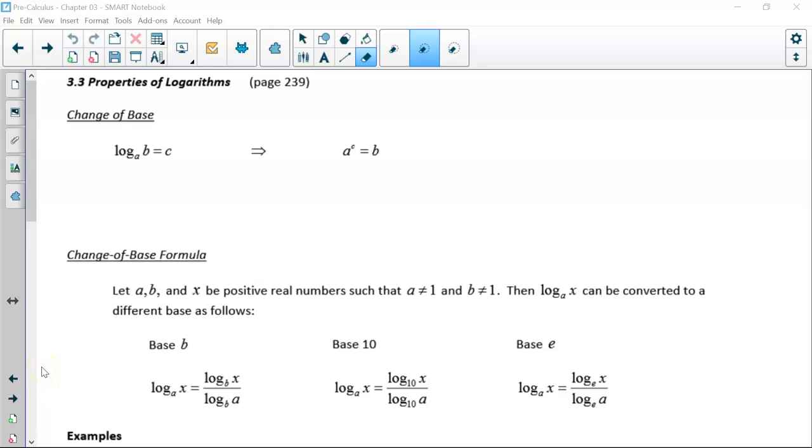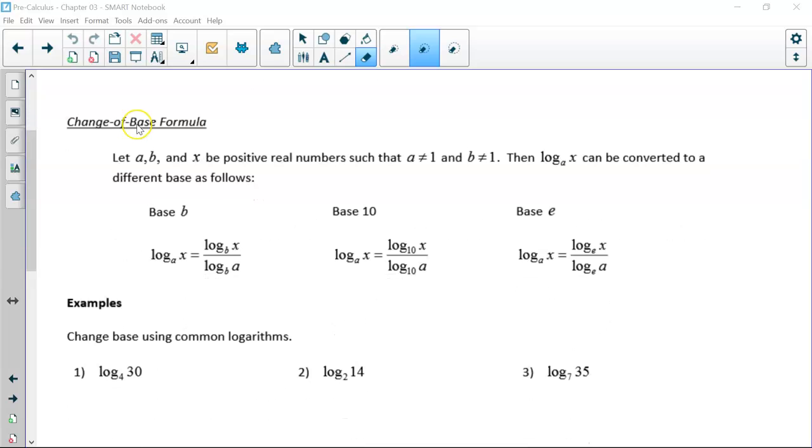Welcome to section 3.3. We're going to be talking about the properties of logs. Now, keep in mind, log base A of B equals C can be written as A to the power of C equals B. Now, we have what's called the change of base formula, and that will allow us on our calculators to find the value of a log no matter what the base is.